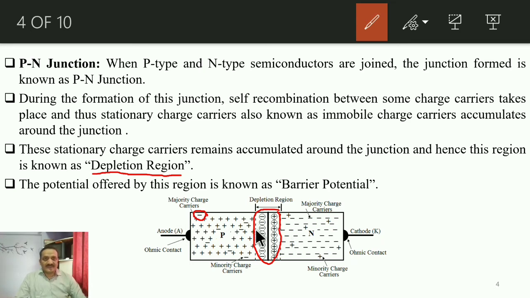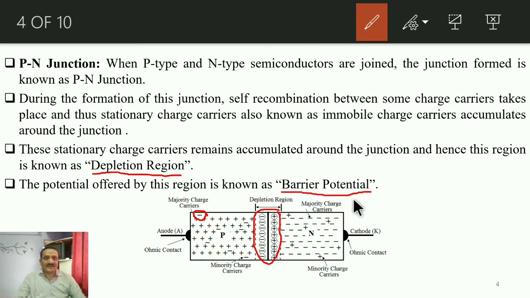Now the accumulated charge carriers look somewhat like a charged capacitor. Generally we show a charged capacitor with one plate positively charged and another one negatively charged. The same way this junction looks like that, is it? So this junction offers some potential because of these stationary charge carriers, and that potential is known as the barrier potential.